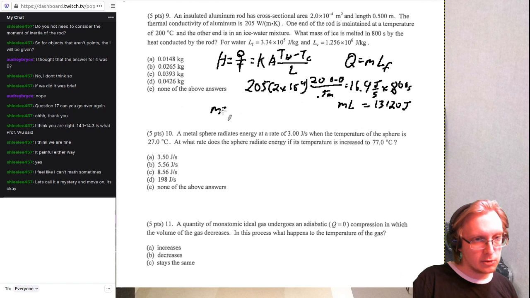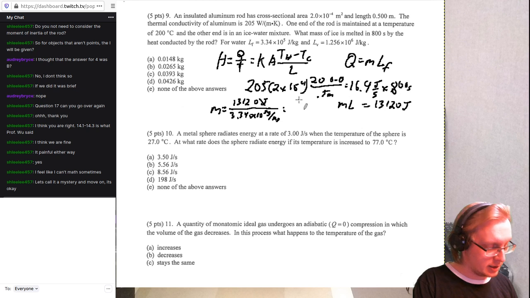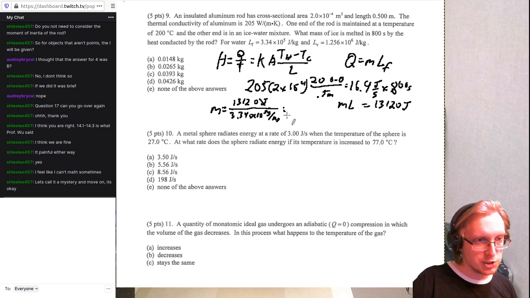So M is equal to 1312 joules divided by 3.34 times 10 to the 5th joules per kilogram. Joules cancel each other. Inverse kilograms comes at the top as a kilogram. Very good, that is a mass. Divided by 3.34 E plus 5. Execute. Not very much. 0.0393 kilograms.